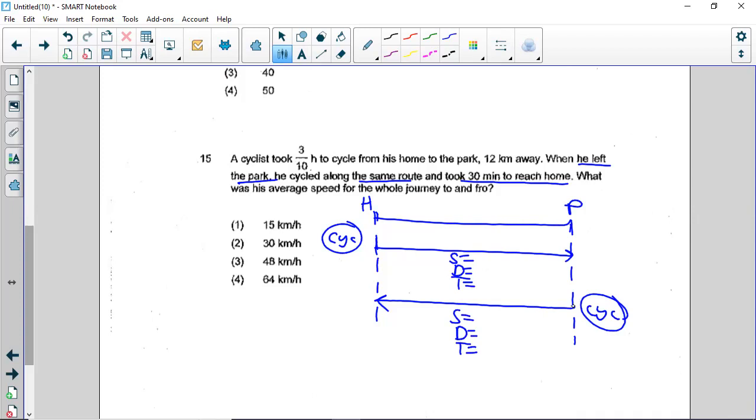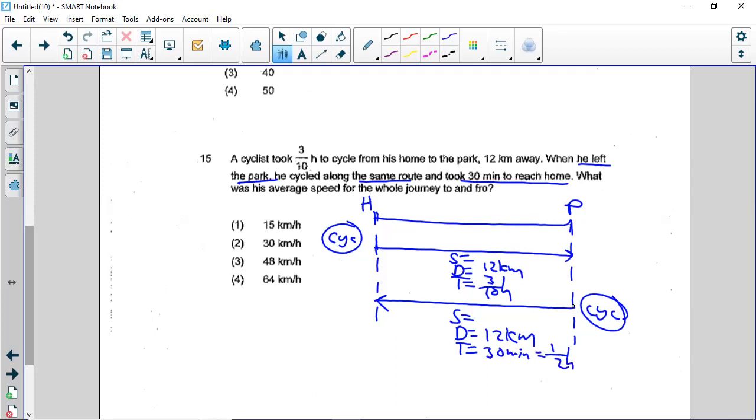The cyclist took 3/10 hours, so you put 3/10, to cycle from home to the park, which is 12 kilometers away. So put the distance. And when he left the park, he came back along the same route, so the distance is the same. And he took 30 minutes. So change the 30 minutes into hour. 30/60 is half an hour. So what was the average speed for the whole journey?